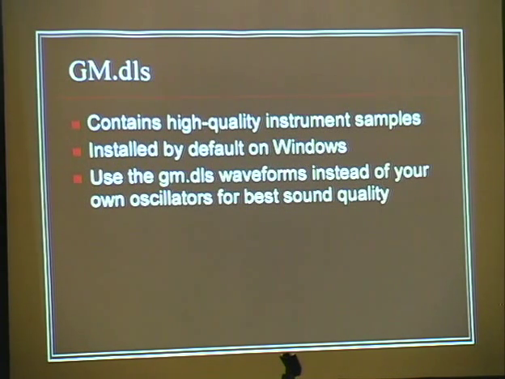Now, if you really want high quality audio, the Windows operating system contains a file called gm.dls. What you can do is open this file, it contains wave samples of various real instruments. So you simply load those samples up and play those back as your oscillator source. So you get high quality sounds of real instruments instead of doing some cheap sine waves or something.